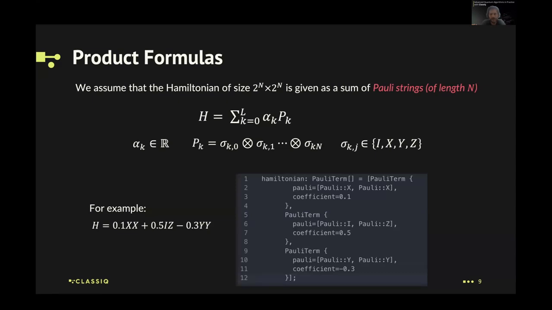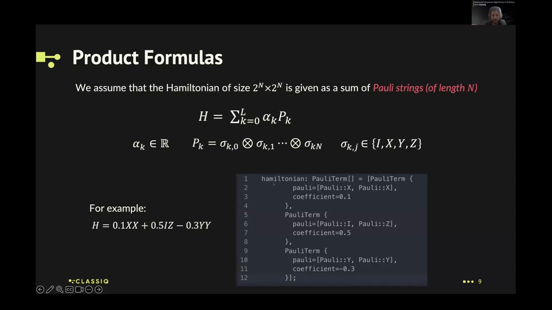I'm assuming that my Hamiltonian is a matrix of size 2 to the n times 2 to the n, and that the Hamiltonian is given as a sum of Pauli strings. Any matrix can be written as a sum of Pauli strings. So what is a Pauli string? It is a tensor product of n Pauli matrices, the 2x2 matrices. It can be the identity, the Pauli X matrix, the Pauli Y matrix, or the Pauli Z matrix. So the Hamiltonian can be written as a weighted sum of these terms, where the alphas are just real coefficients.